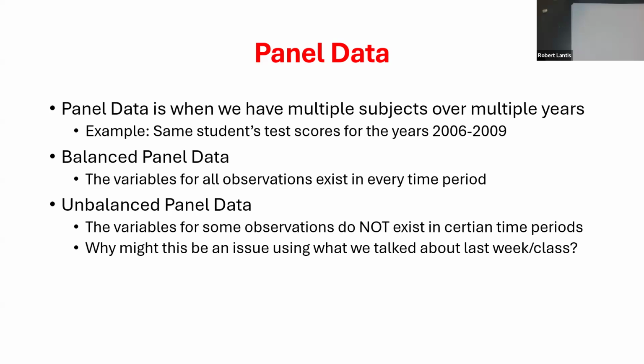Now, if we have unbalanced panel data, that might be because students move in and out of state school districts, so maybe I only have them for 2 of the 4 years. Another student, I have 3 of the 4. Another, I have 4 out of 4. So this is what we call unbalanced panel data.